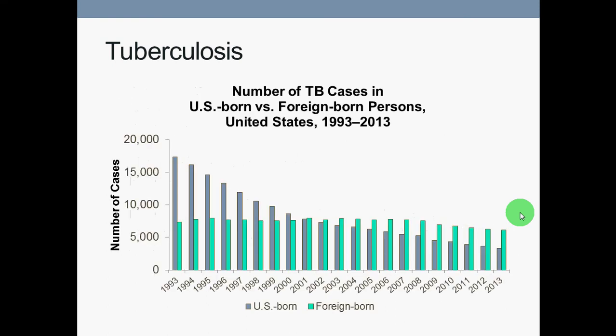Now, this is just showing you how, when we go from the early 90s to right now, the proportion of people getting TB cases has shifted from U.S.-born people making up the largest proportion of TB cases to people born in other countries, foreign-borns, making up the majority of TB cases. So you can see that here U.S.-born is in the blue, whereas foreign-born is in the aqua.